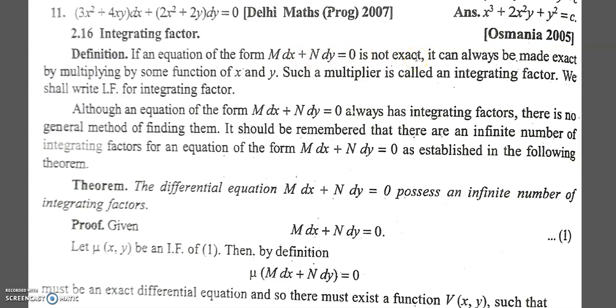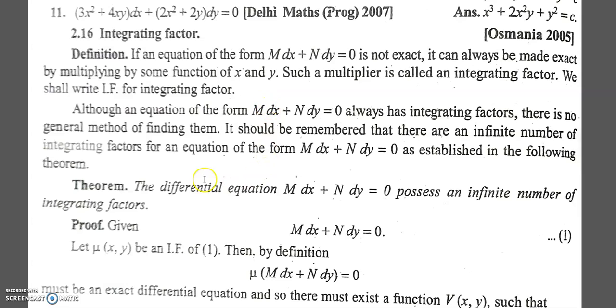But when an equation is not exact, it is certain that we can make it exact by multiplying by some function of x and y. Such a multiplier is called an integrating factor. We write IF for integrating factor. IF means integrating factor.